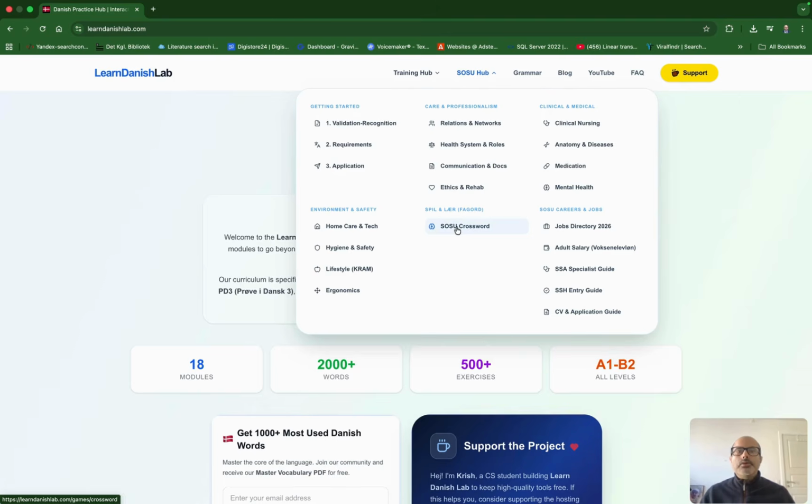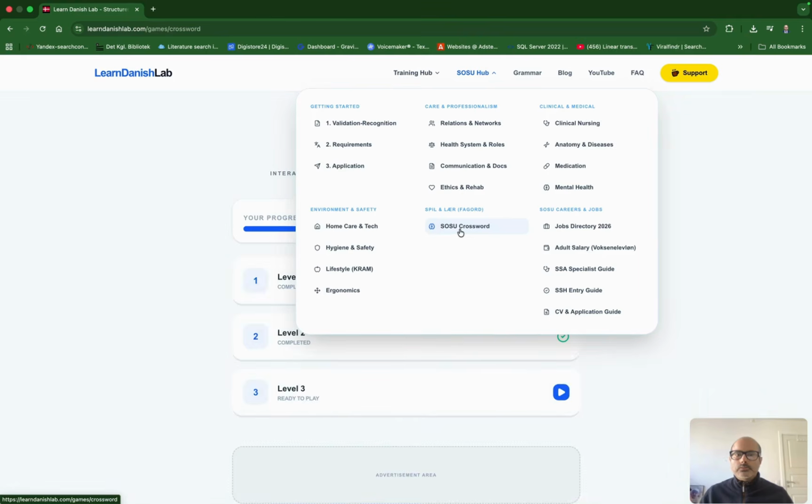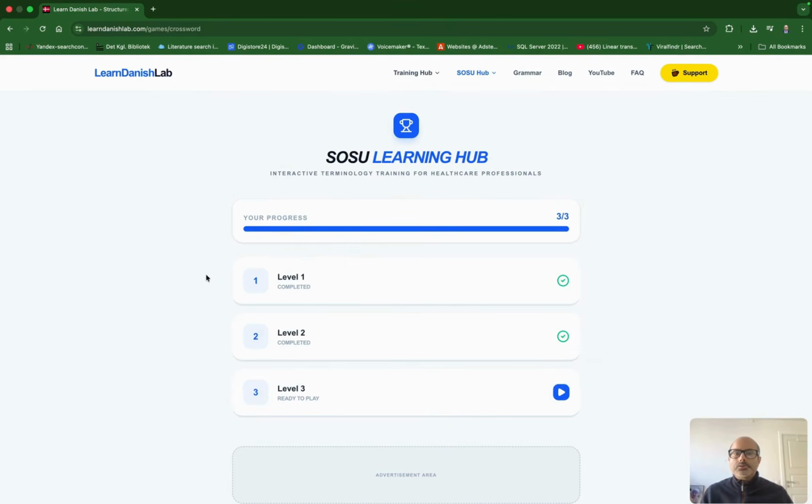Today, I'm showing you how to practice your vocabulary, which are also called FAQ. Then you can click SOSU Crossword. Now, if you go to the SOSU Crossword, it has its own progress bar, and there are only three levels now. And day by day, I'm putting more levels on it.